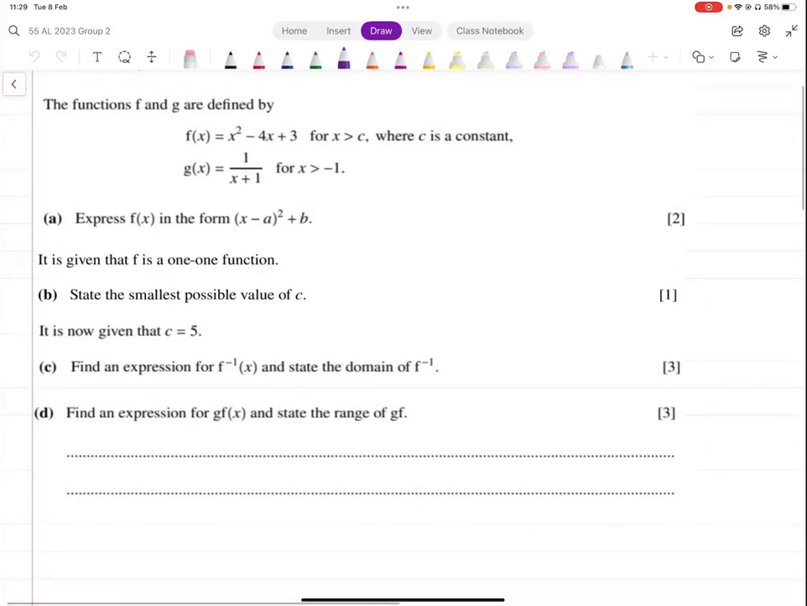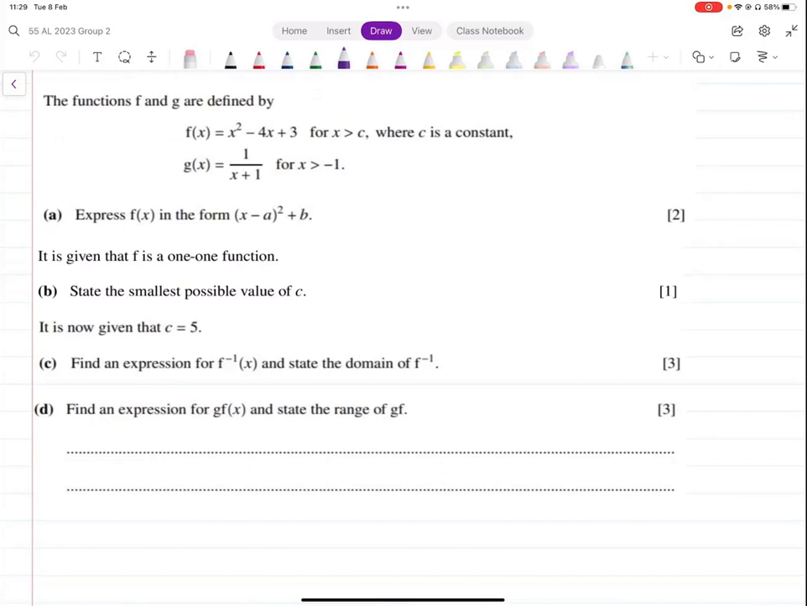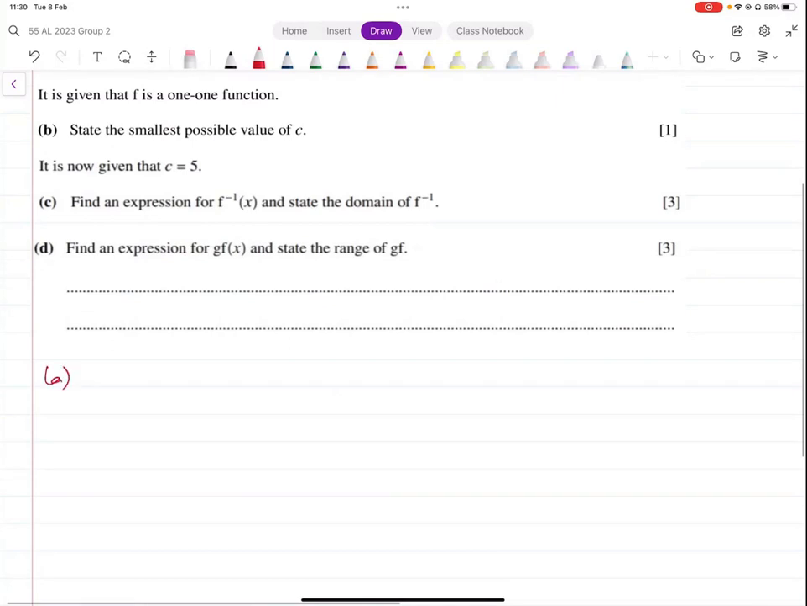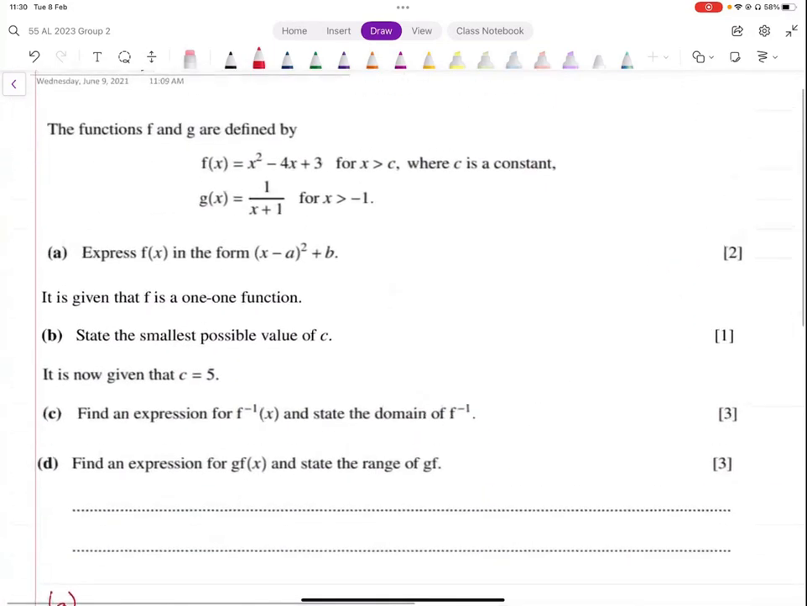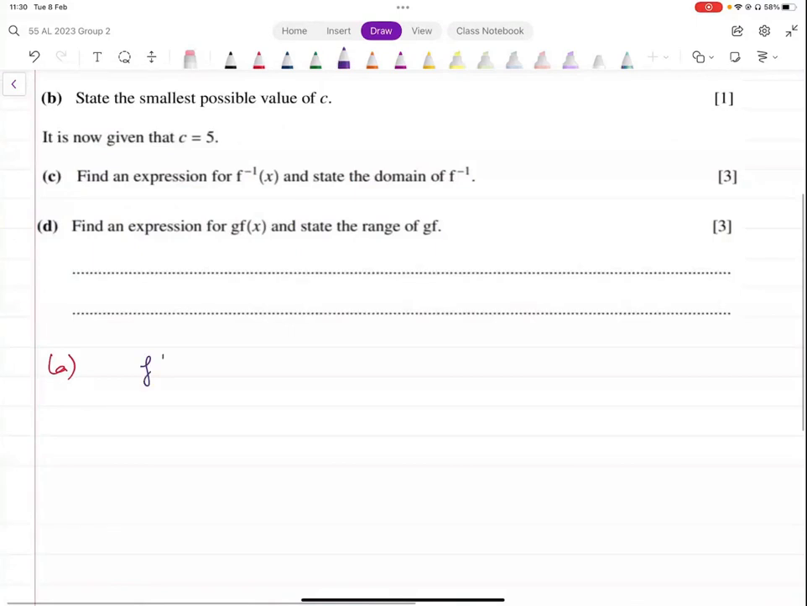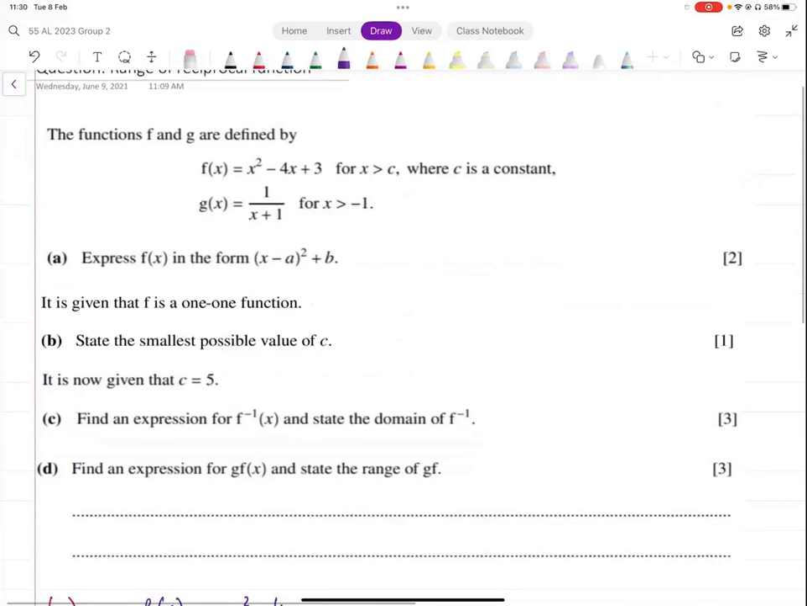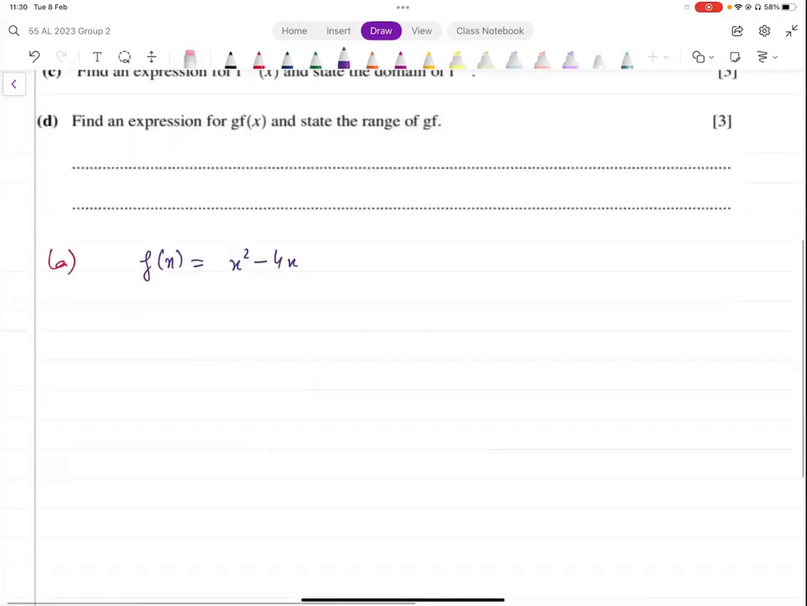We have these two functions f and g defined like this: f of x equals something and g of x equals something. We first have to express f of x in the form (x minus a) whole square plus b. We have to complete the square. I'm going to do that quickly. x square minus 4x plus 3, right, this was the function. So we say plus 2 whole square minus 2 whole square. And we had this plus 3 outside.